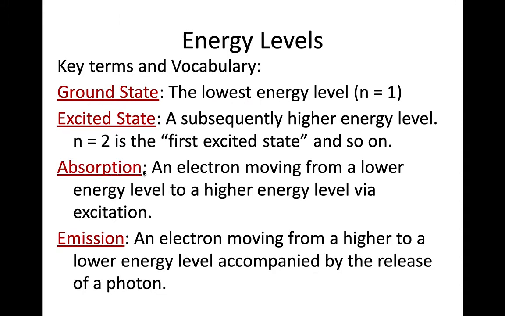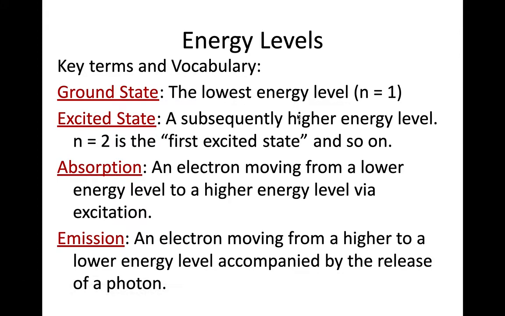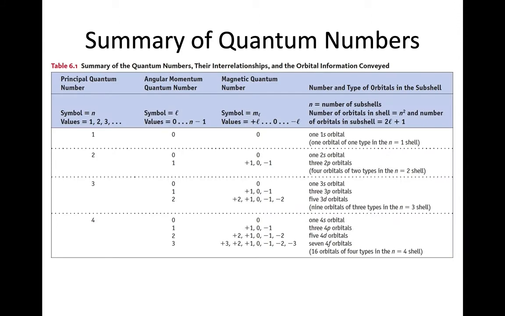Absorption is when an electron moves from a lower energy to a higher energy level. It absorbs energy, it moves up to a higher energy orbital. And emission, if an electron then falls back down, it moves from a higher energy level to a lower. It has to release, it has to emit whatever extra energy it had as a photon.